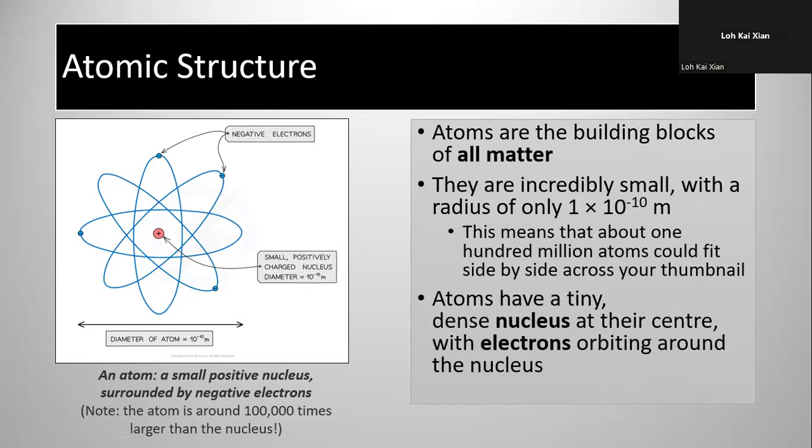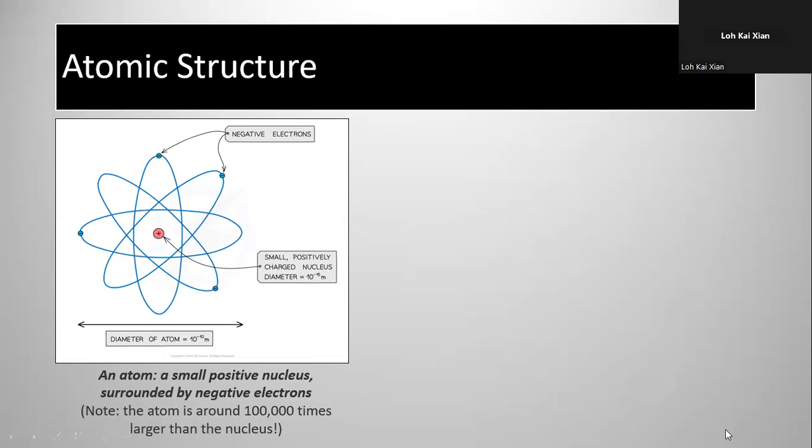Atoms have a tiny dense nucleus, so all the mass is in the nucleus at the center, with electrons orbiting around the nucleus. That's the old picture. You can use your chemistry picture also. This is the old picture, like the solar system.